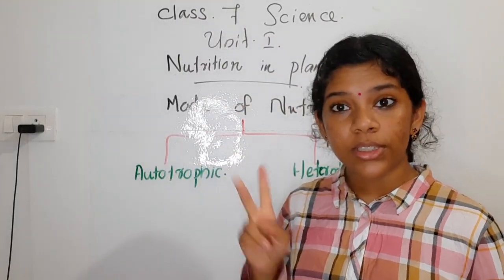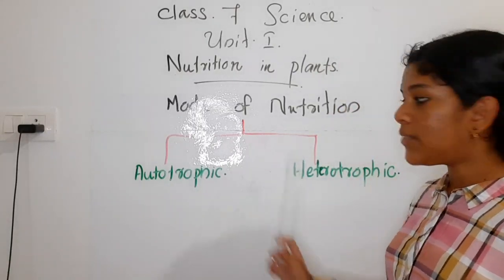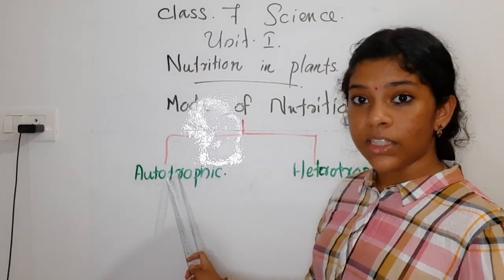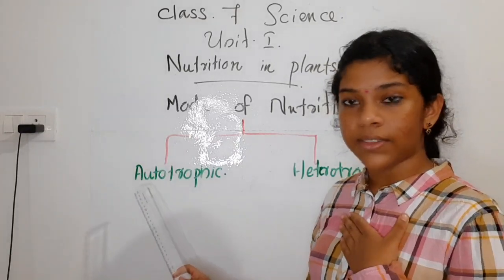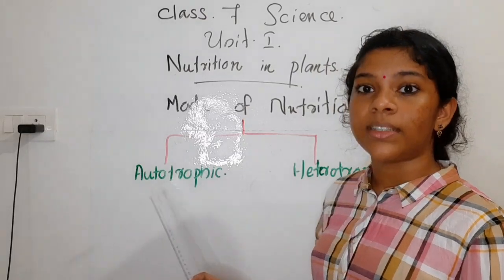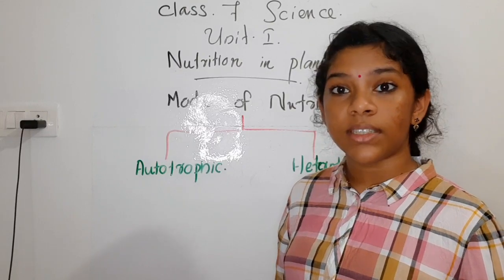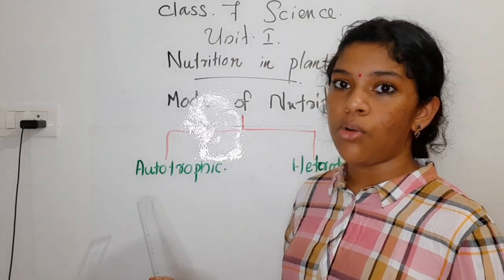Now we've learned what nutrition means. Let's look at modes of nutrition or types of nutrition. There are two types of nutrition, autotrophic and heterotrophic. Let's focus on the first, which is autotrophic. This word can be split into two parts, auto and trophos. Auto means self and trophos means nourishment. So the word put together means make their own food with simple substances by themselves. As we discussed earlier, plants are autotrophs because they make their own food.